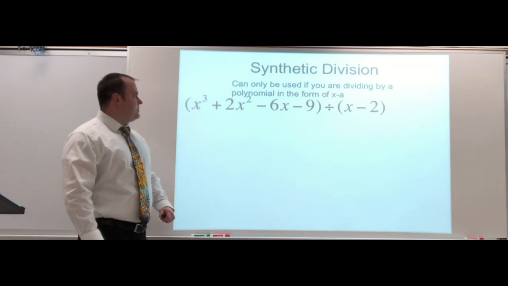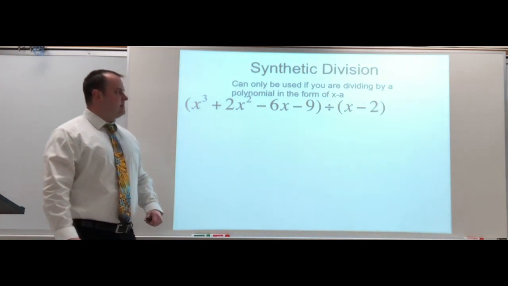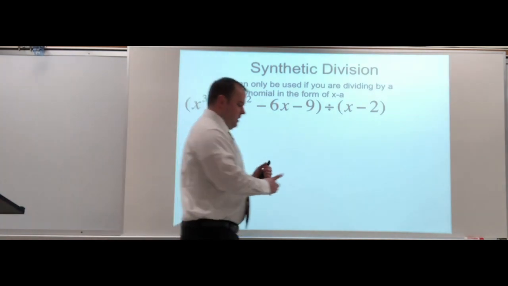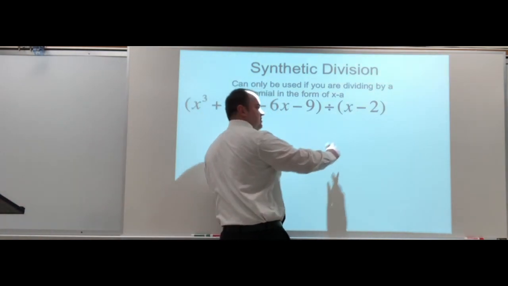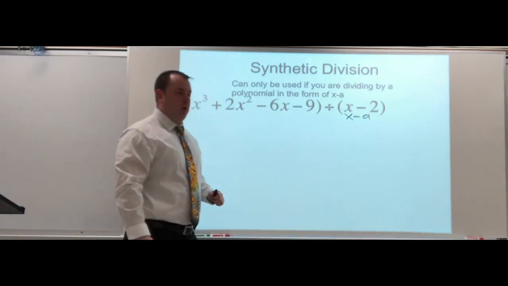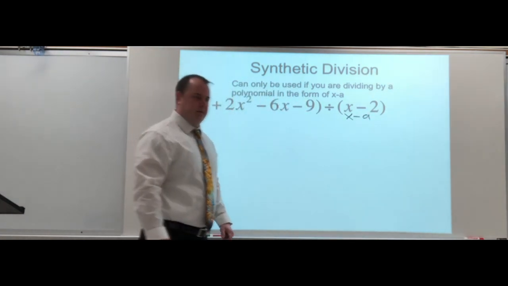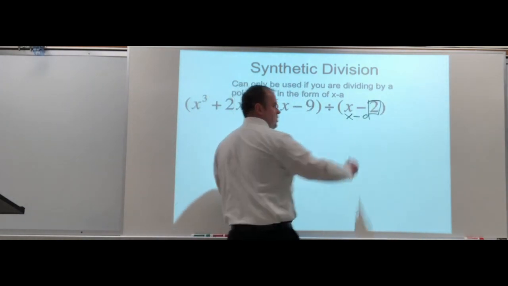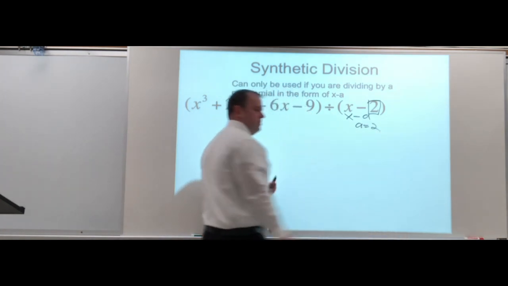So here we have x cubed plus 2x squared minus 6x minus 9, and that's divided by x minus a. Looking at x minus 2, which is x minus a, so it is in the correct form. Now the a, it's not negative 2. Our a is just the 2, so a equals 2.